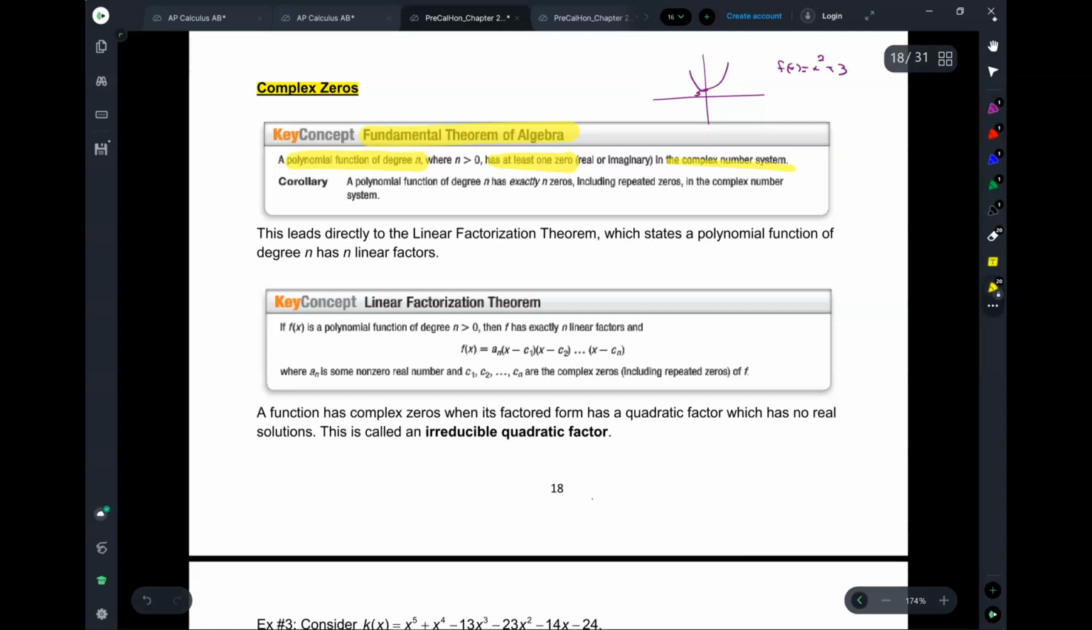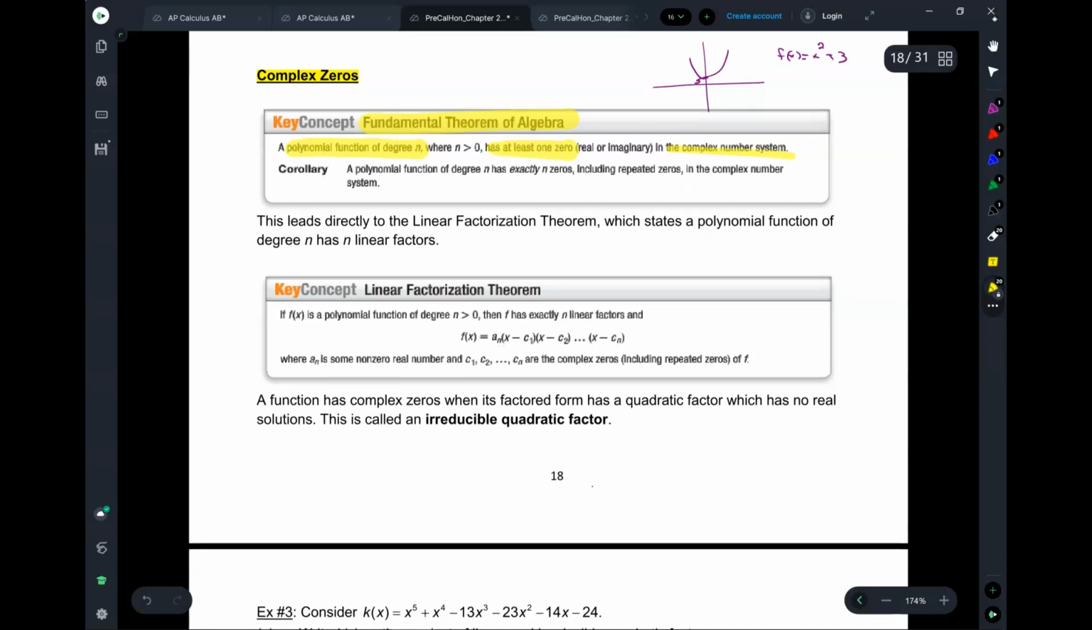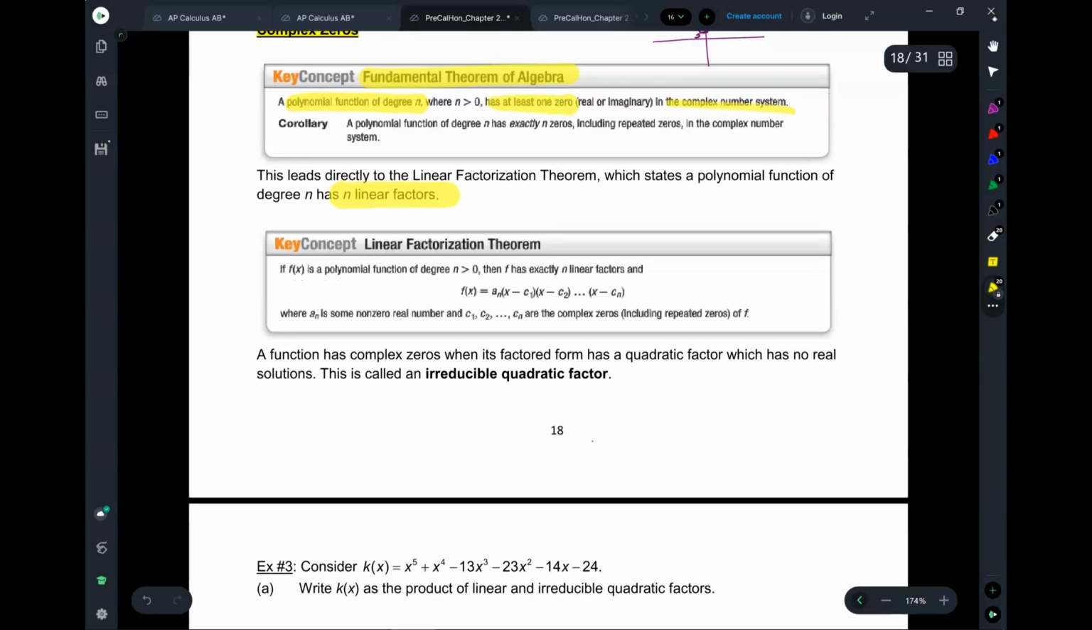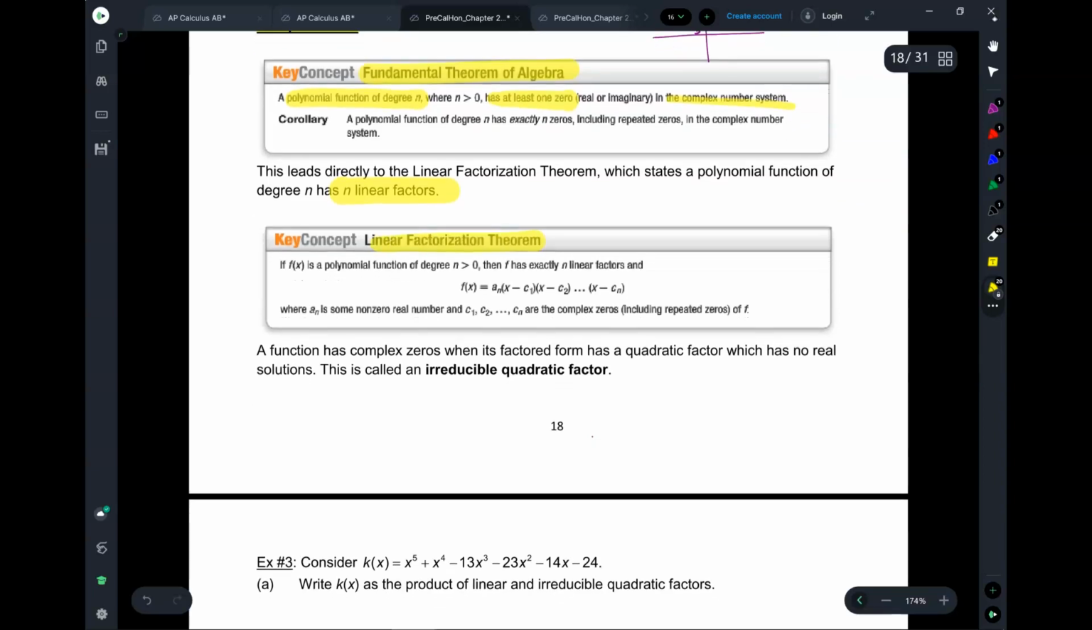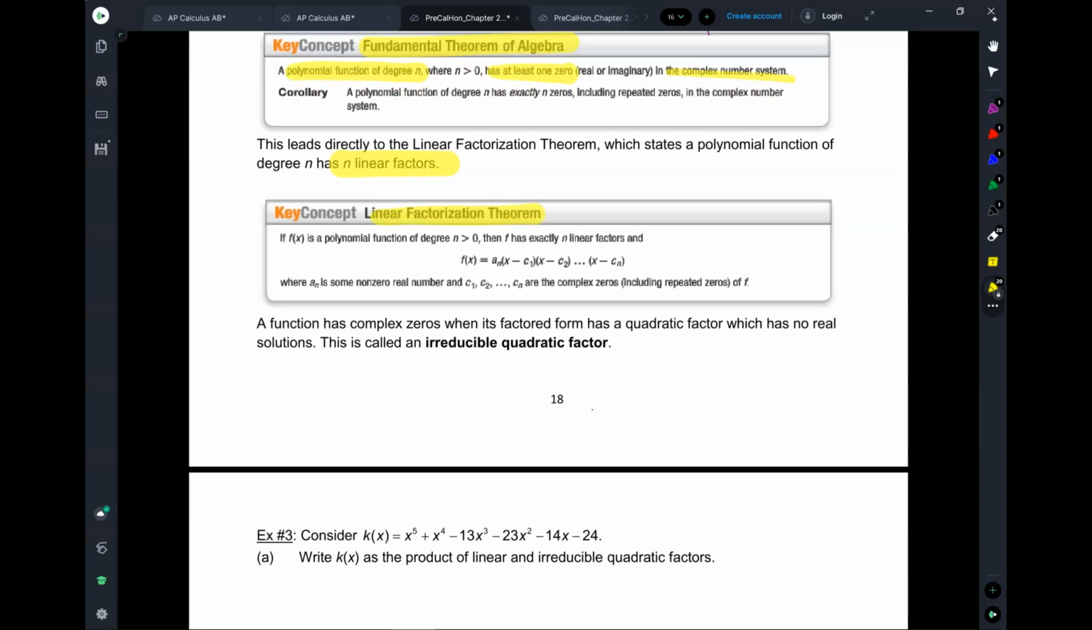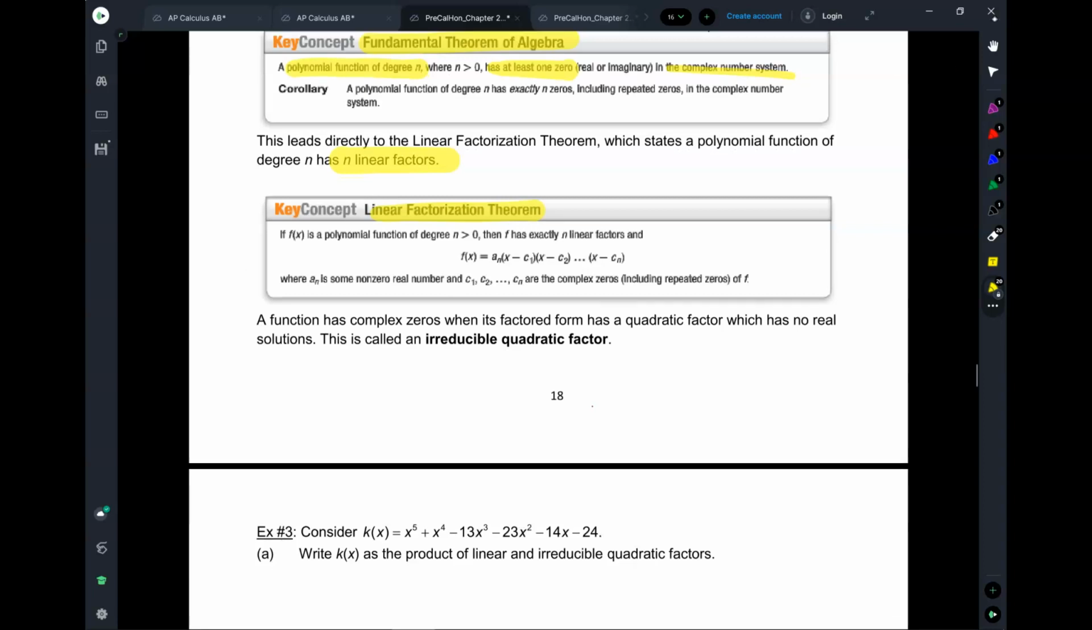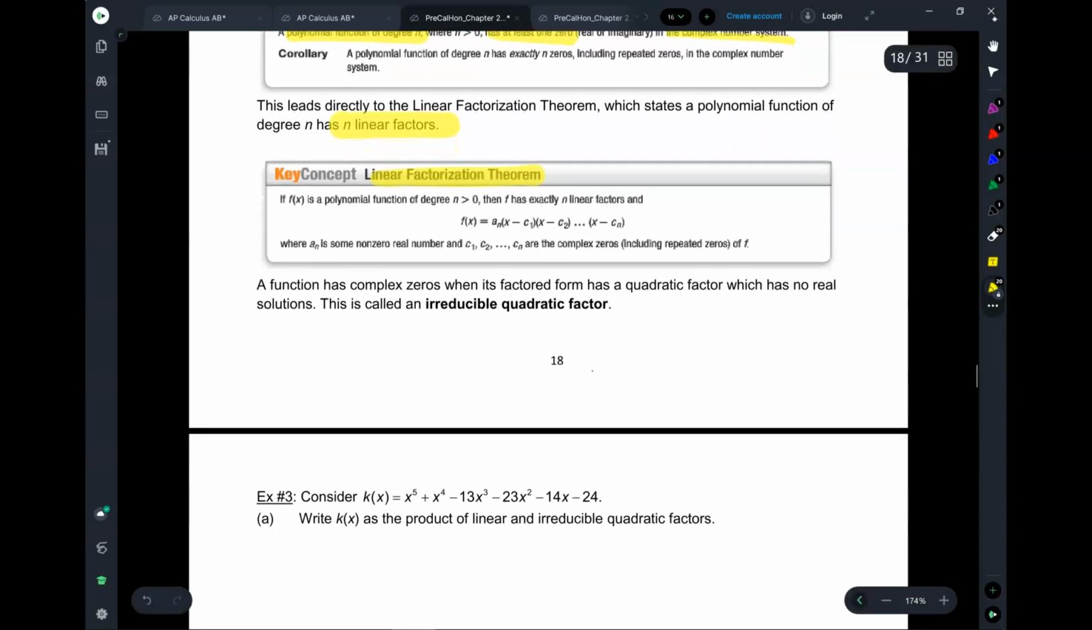it has to have at least that many linear factors. Okay? So if something has to have at least n zeros, then it has to have n linear factors. Okay, so that's the linear factorization theorem. It says a polynomial of degree n has exactly n linear factors.